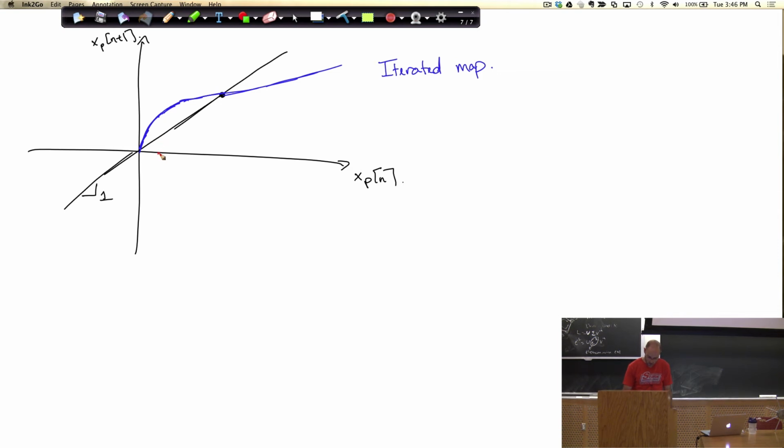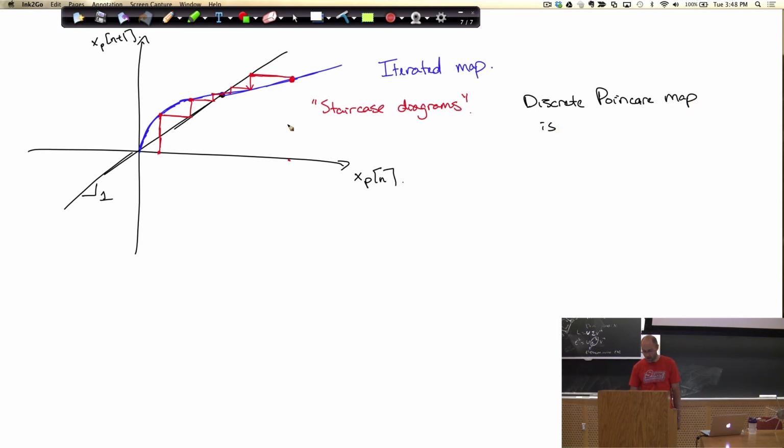I can chart the progress of this if I start at some xp, and I look at where I end up in the map, and then I project that to the next xp, and I get these staircase diagrams that help me simulate the system forward using graphical analysis, and you see you end up at the fixed point. Similarly, if I start at some xp like this, my next xp is going to be here. In order to bring it from this axis to this axis, I project it to the line of slope 1. Then I bring it down here, here, here. I get these staircase diagrams. So this discrete map is asymptotically stable.